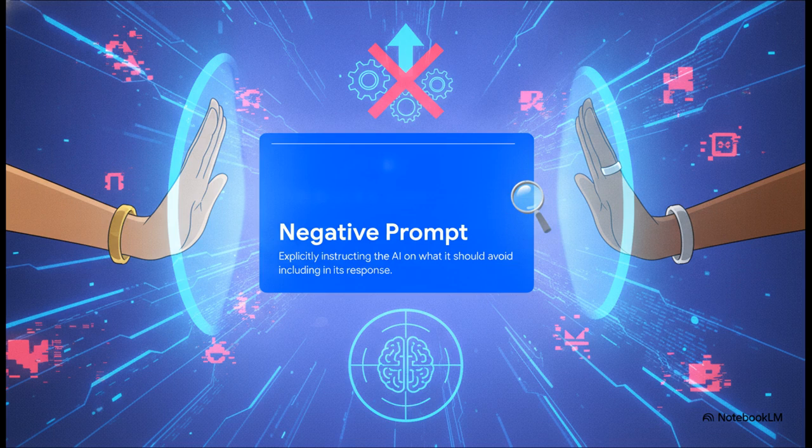So if you're generating a beginner's guide, you might add a negative prompt that says, "avoid discussing detailed technical configurations." Telling the AI exactly what you don't want is honestly just as powerful as telling it what you do want. It keeps the model strictly on task.